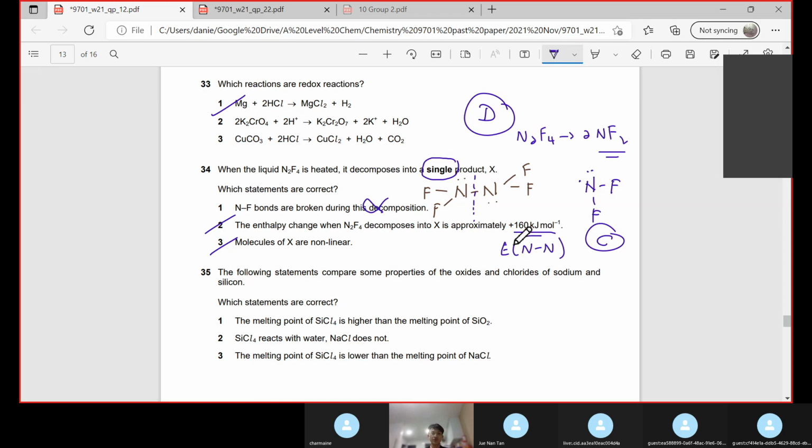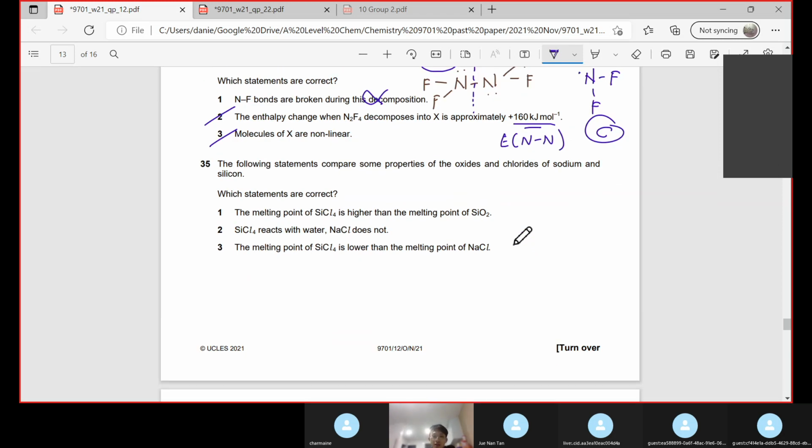Okay, 35. SiCl4 and SiO2. SiCl4 is a simple covalent compound. SiO2 is a giant covalent compound. How can a simple covalent compound have a melting point greater than the giant covalent compound? So statement 1 is wrong.